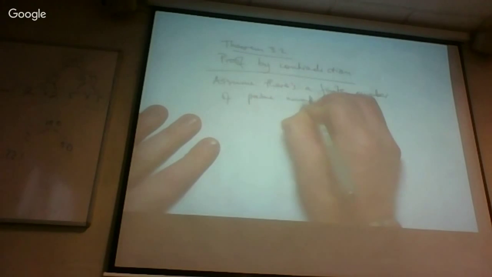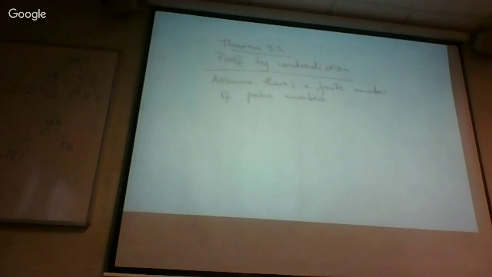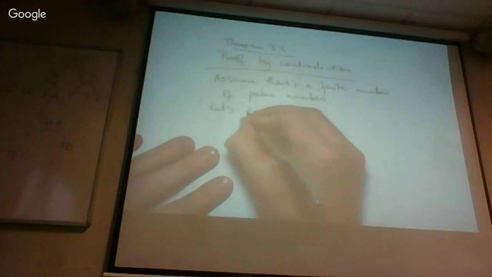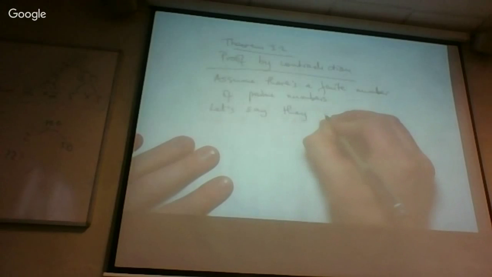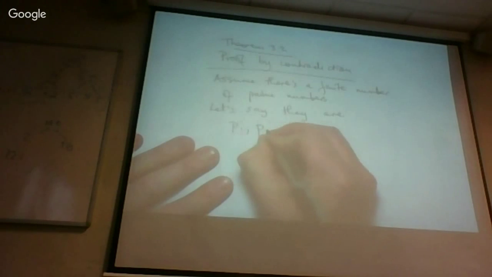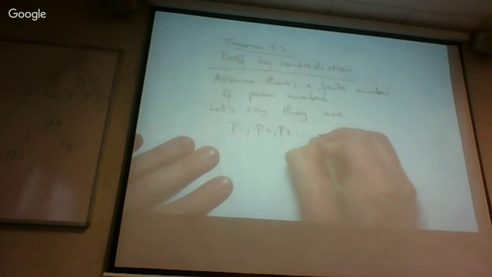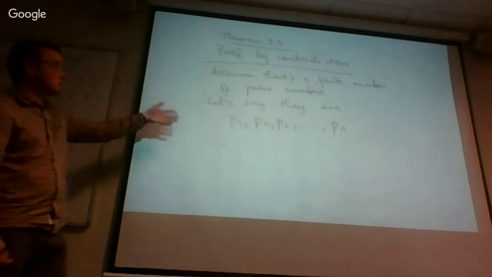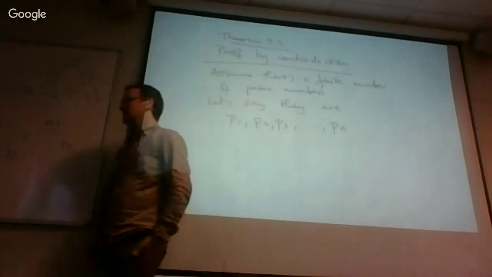So we assume there's a finite number of prime numbers. So there's just some finite list of prime numbers. It could be many millions of them, or it could be just a couple of hundred. But we assume that there's just a finite number. Well, if there's a finite number, that means we can write them all down. So let's say they are P1, P2, P3, as far as the last one. Okay, so we number them, P1 up to Pn. Those are all the prime numbers we're assuming.